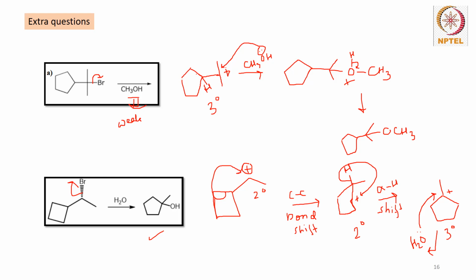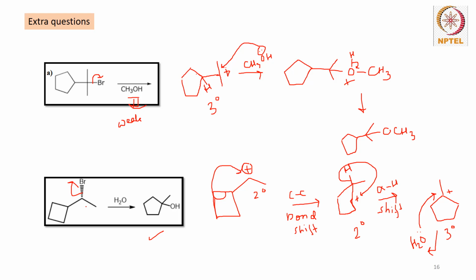I think it's clear. So that's why it's very important to determine whether the reaction is going through SN1 or SN2. In case of SN2 there is no chance of rearrangement, because a carbocation is not forming. The leaving group will just go from here and the nucleophile will just enter here. But in case of SN1 there is a chance of rearrangement, and the carbocation will rearrange to form the more stable carbocation.